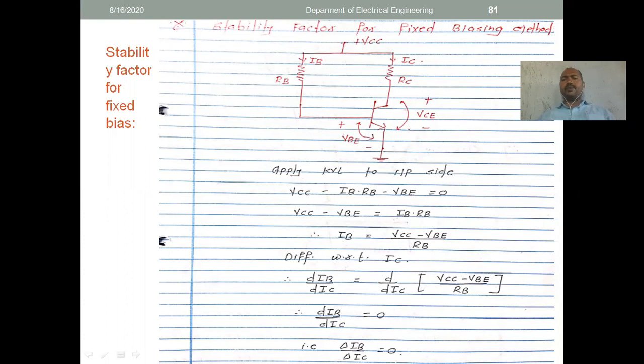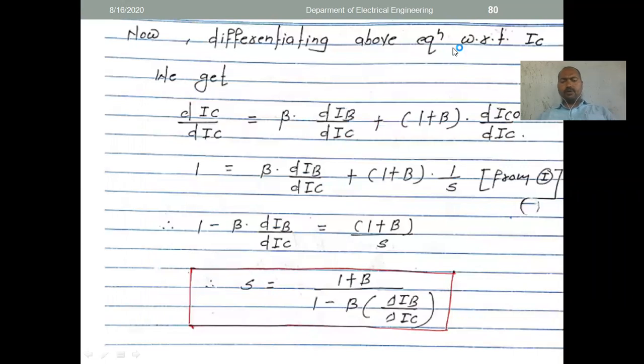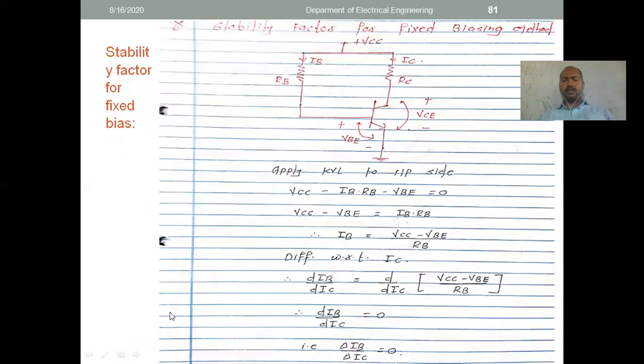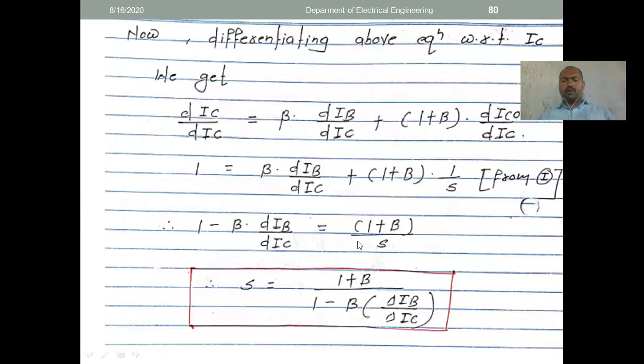So that's why we require stability factor analysis for the different types of configuration. So we have to see the stability factor analysis for fixed biasing. We have to analyze this circuit and use the formula S is equal to 1 plus beta divided by 1 minus beta into delta IB by delta IC. This is the formula for the stability factor. We analyzed this circuit, got the equation with respect to IB by IC, which should be put over here, and we got the particular value of the stability factor.